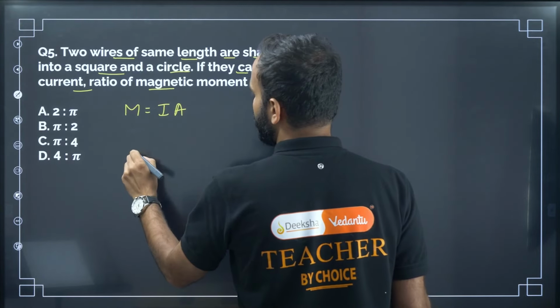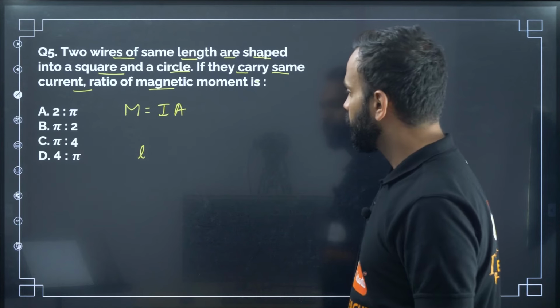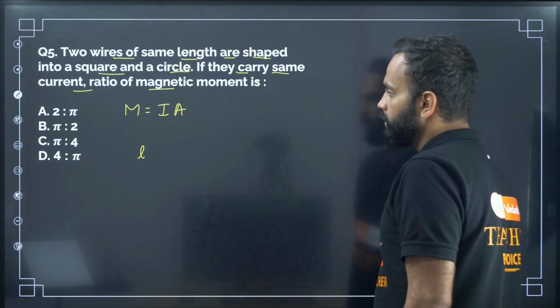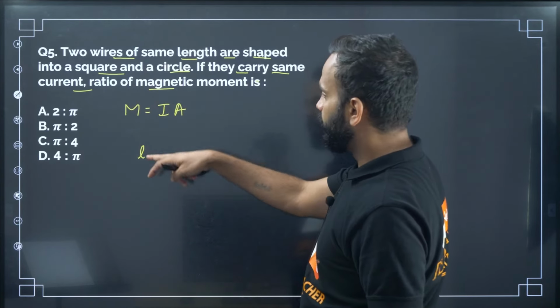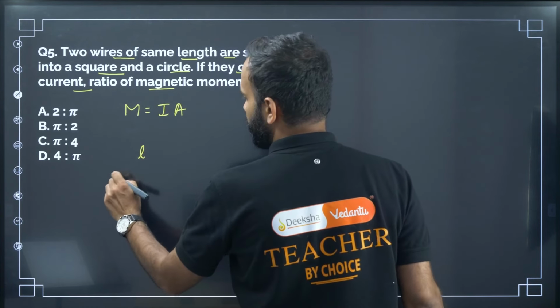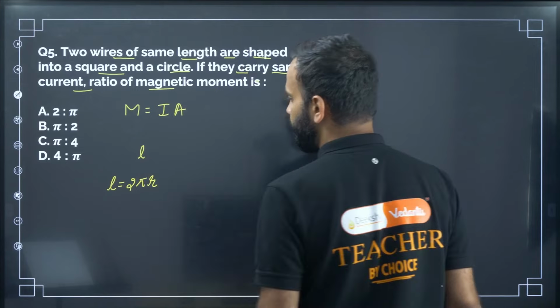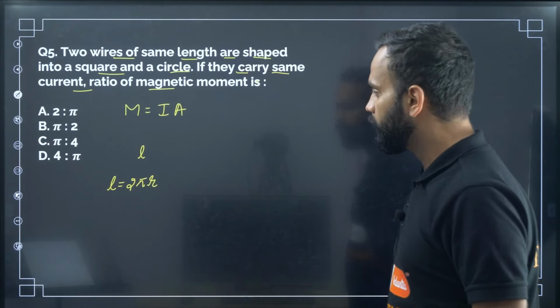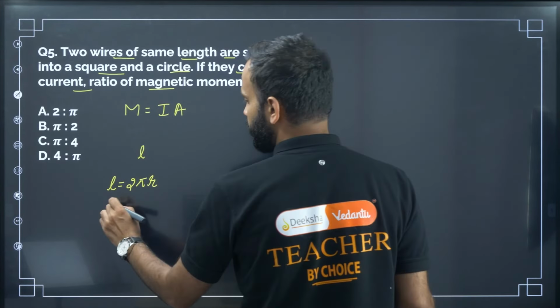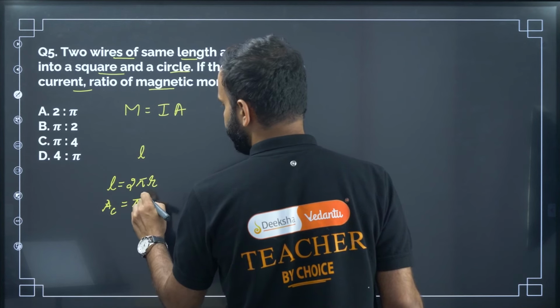Now the length of the wire is L. Let's say length of the wire is L. Now this wire is shaped into circle, so the length of the wire L is equal to 2 pi r, and area of the circle AC is equal to pi into r square.